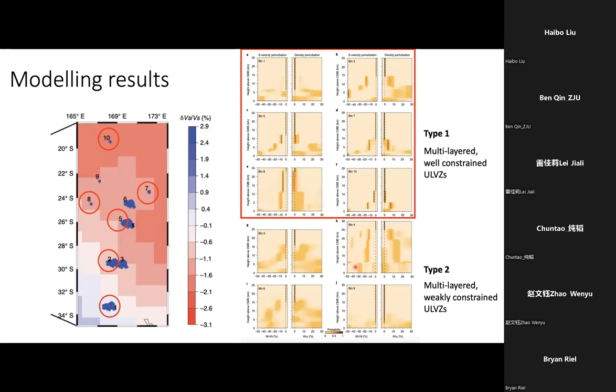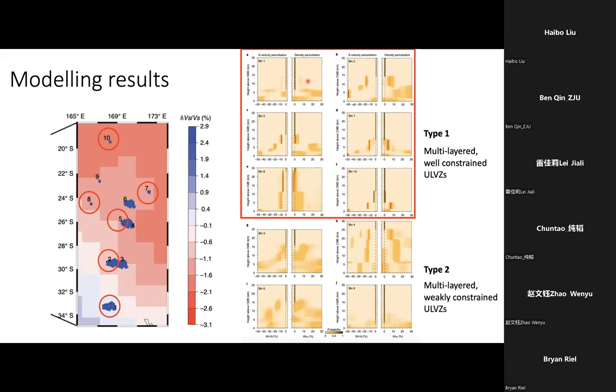Here we're showing the modeling result. The x-axis is the shear velocity perturbation and density perturbation, and the y-axis indicates the height above the CMB, which is essentially the thickness of the ULVZ. The authors categorize their modeling results into two different groups. Type one is multi-layered, well-constrained ULVZs. Type two, circled by these red circles, is multi-layered, weakly constrained ULVZs. The color here indicates the probability of getting these model parameters. The darker color means a higher probability of having such a combination of height, velocity, and density perturbations.